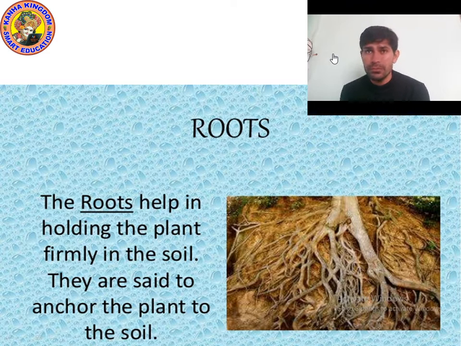And what is lamina? The broad green part of the leaf is called lamina. And what do you mean by veins? The lines on the leaf are called veins. And what is midrib? The thick vein in the middle is called midrib. And what do you mean by leaf venation? The design made by veins in a leaf is called leaf venation.